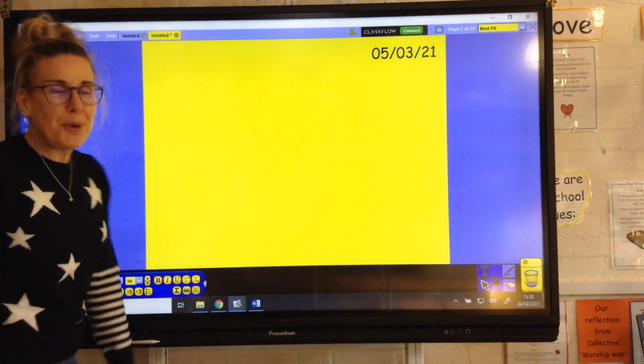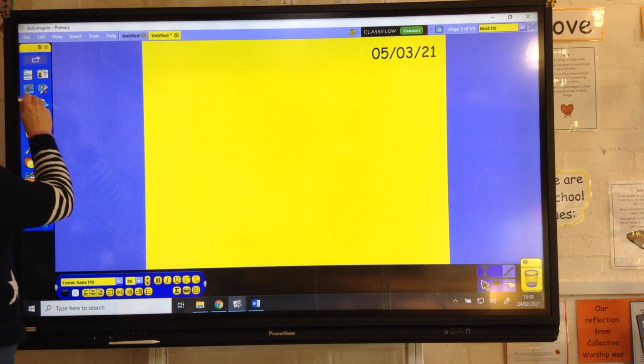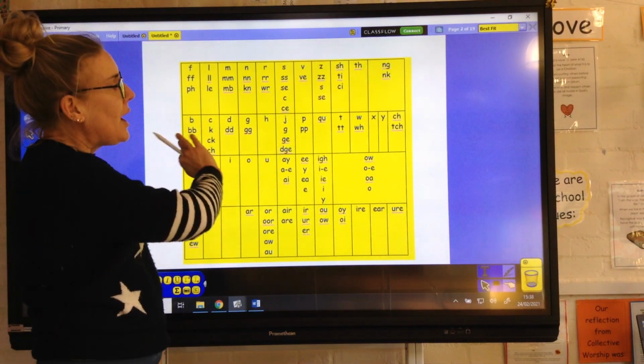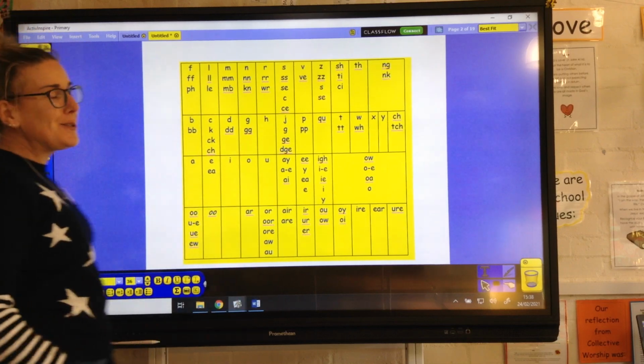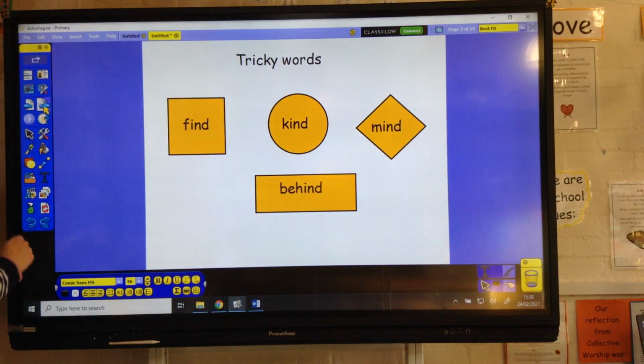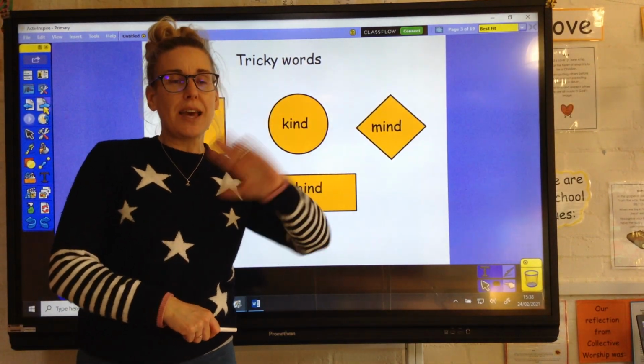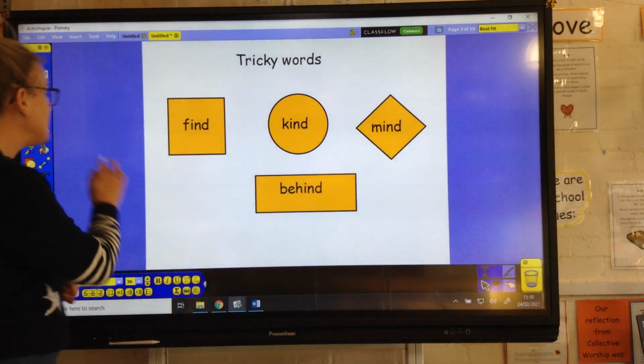So let's go through what we're going to do today. We're going to start off with our phonics. We've got our speed sounds to go through, so pause the video and do some out of order. Our tricky words, I'm not going to go through those now because I'd like you to have a spelling test as your phonics activity for today.